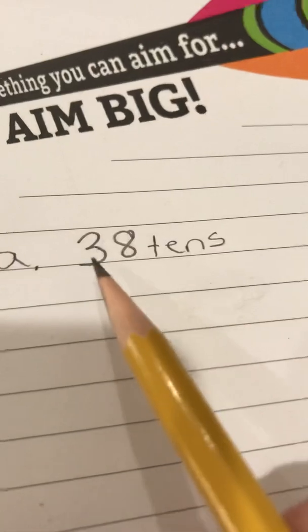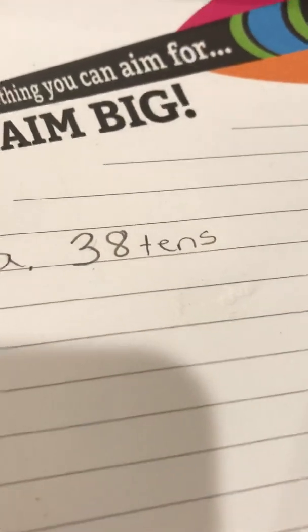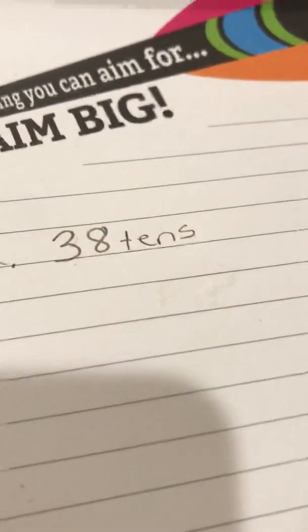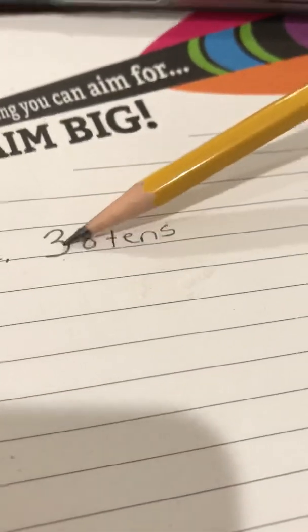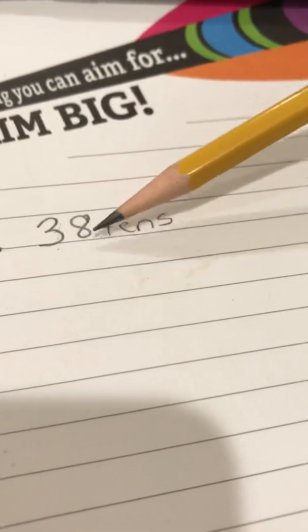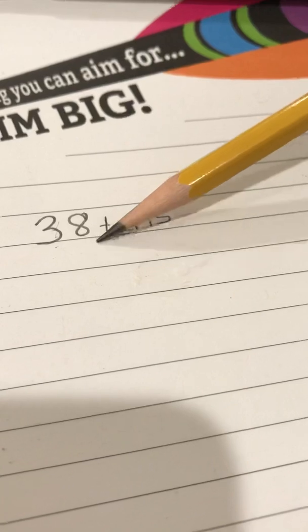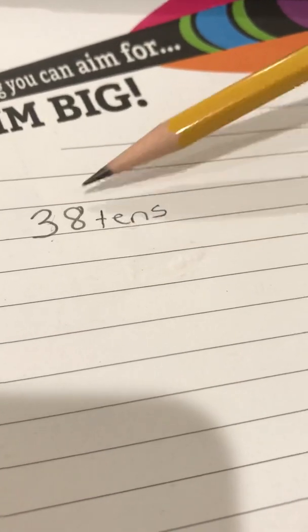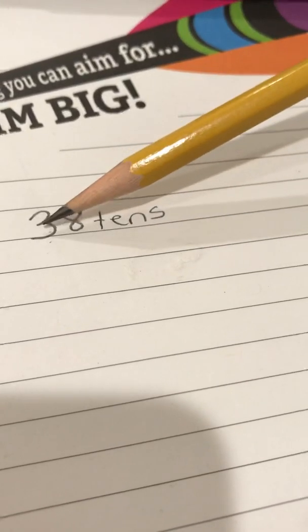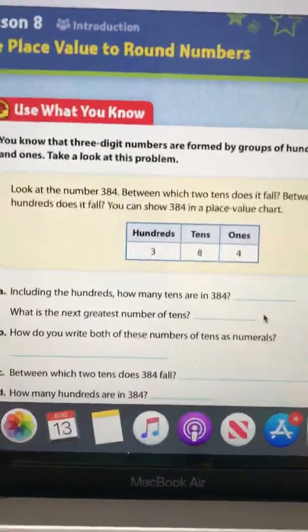Now, the reason we're keeping the 3 is because it said, include the hundreds. So that's why we still have this 3. And then why do we have the 8? Well, that's because the 8 was in the tens place. If I was using only tens, I would have to have 38 tens to make 380.